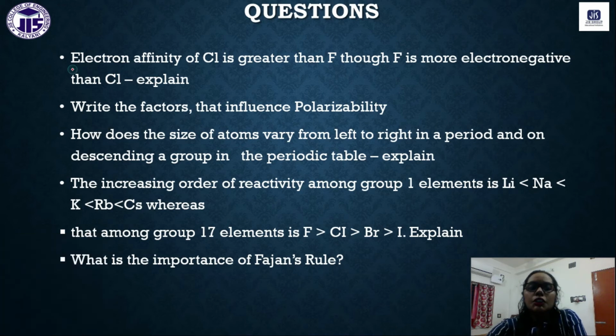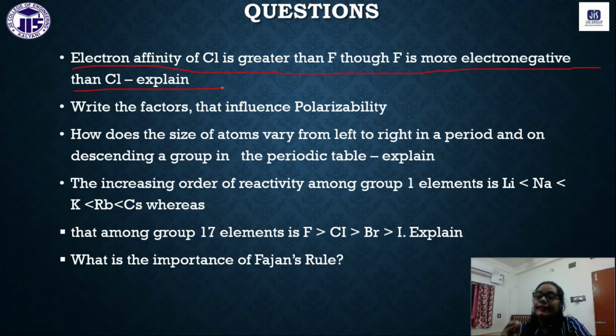Yeah, first question is, electron affinity of chlorine is greater than fluorine and fluorine is more electronegative than chlorine. Explain. Okay, electron affinity of chlorine is greater than the fluorine, but fluorine is more electronegative than the chlorine. Explain why. Now, before explaining this, first of all, you should know what is electronegativity and electron affinity.